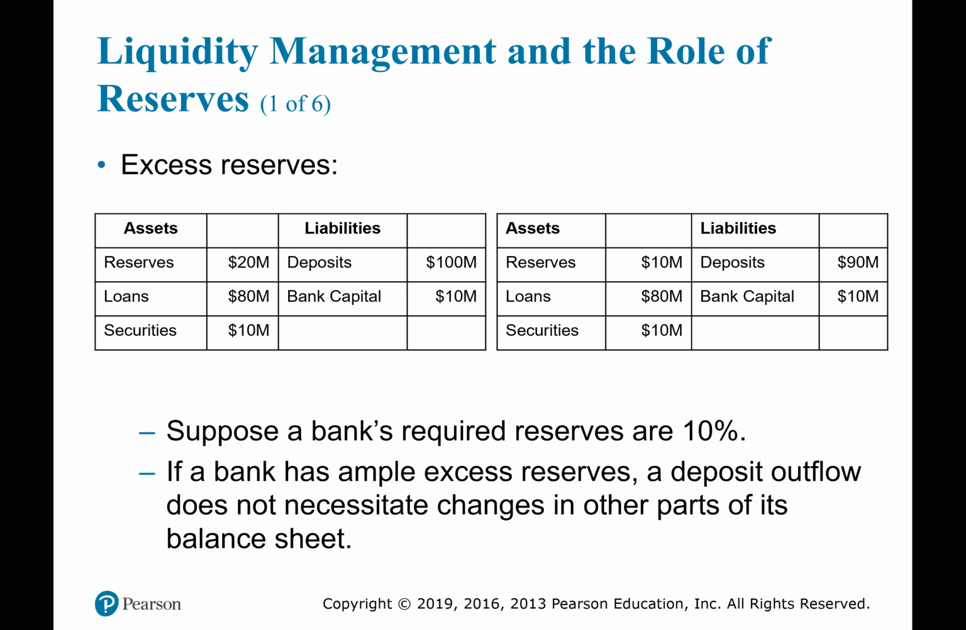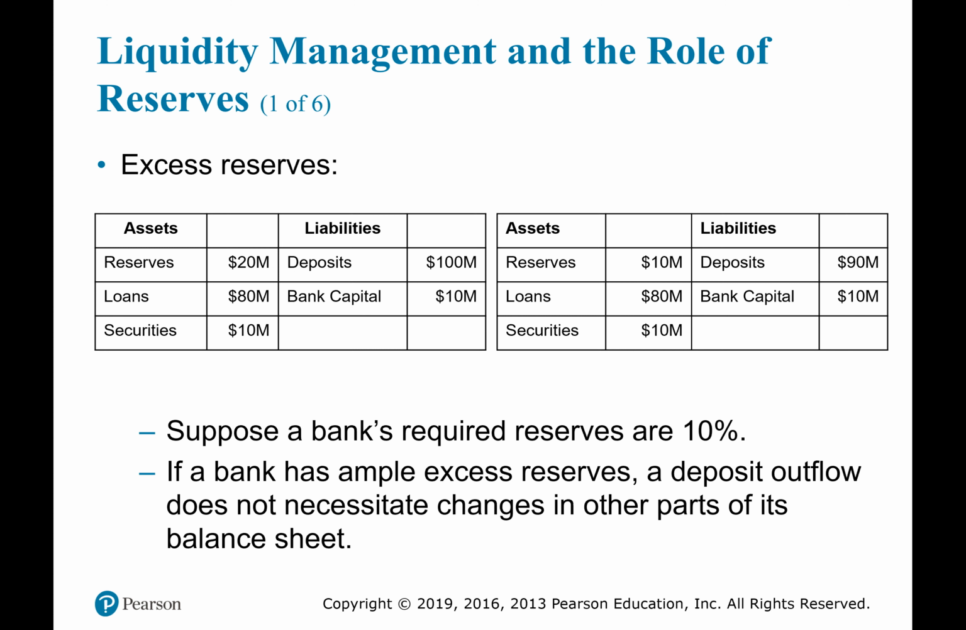So now let's assume that a member of the general public who has a deposit account, a checking account at that bank comes and decides to take out 10 million. Well, on the right-hand side, you can see that immediately the deposits go down by 10 million to 90 million. On the left-hand side, that means that the reserves must go down by 10 million. So suppose that the bank's required reserves are 10%. So now it has 10 million as a percentage of 100, so it's fine.